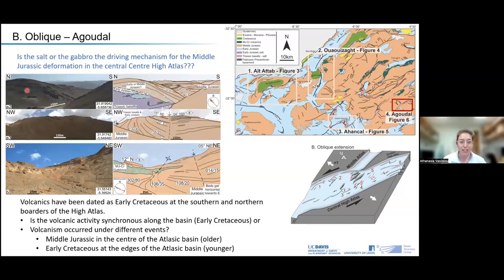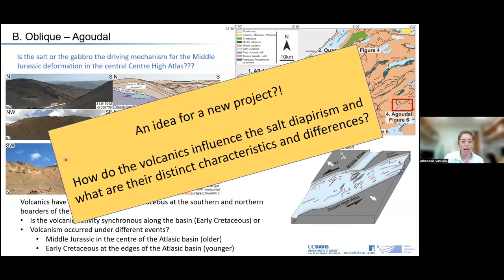So my interpretation is that all of this fanning that we see in this area is due to magma welling in a salt diapir. Someone would say this is only salt, but I believe this is mostly volcanics. And we see here some gabbro as well. Though, that would raise the question, how do the volcanics influence the salt diapirism? And if we could see some differences with salt tectonics, so we can distinguish if it's only salt or it's from magma as well. But this is a different story. I'm not going to talk about that.